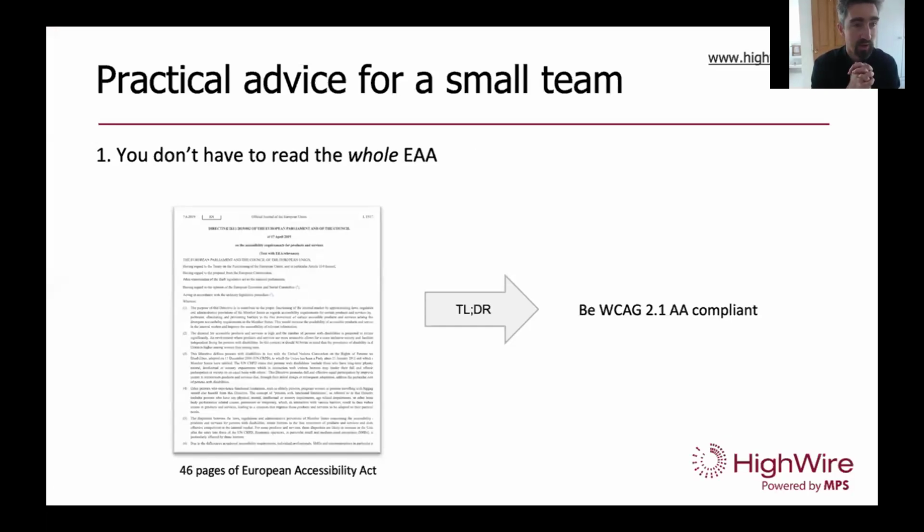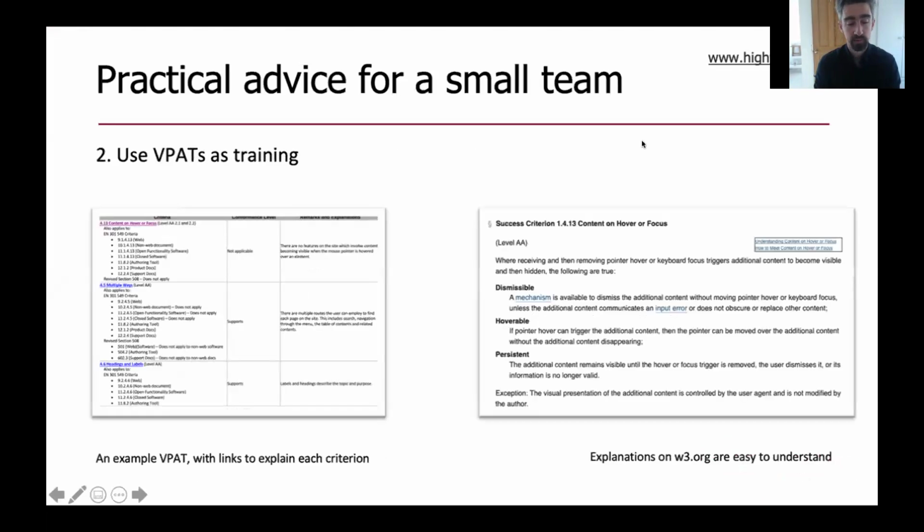So you do not have to read all 46 pages of the European Accessibility Act, which is ironically not particularly accessible. You simply have to be WCAG 2.1 AA compliant, as has already been noted, but it's worth emphasizing that point. That is what you have to do to comply with these regulations. So that is good news, as many of us are already quite familiar with AA, been working for decades, really. If you are not familiar with AA compliance, how do you become familiar with it? There's lots of great resources out there.